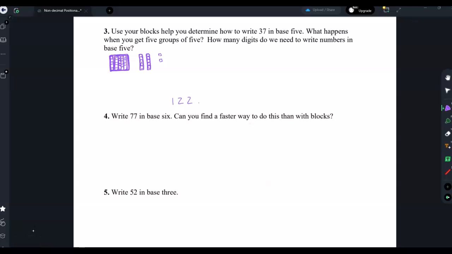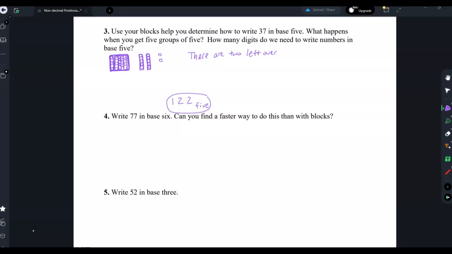So the number I would write here, don't forget the subscript, is 122 base 5, and that's how we would say that. We would not say that as 122. We would say that as 122 base 5. So there were 2 units left over after we grouped everything into groups of 5. And when we had 5 groups of 5, that got regrouped as a group of 25.